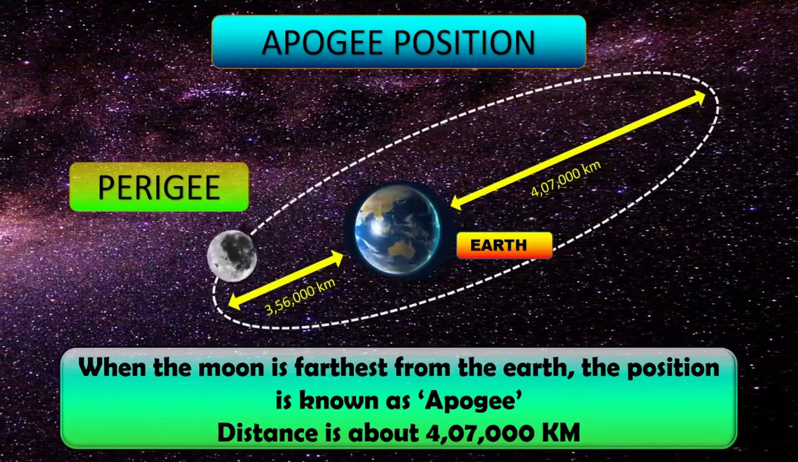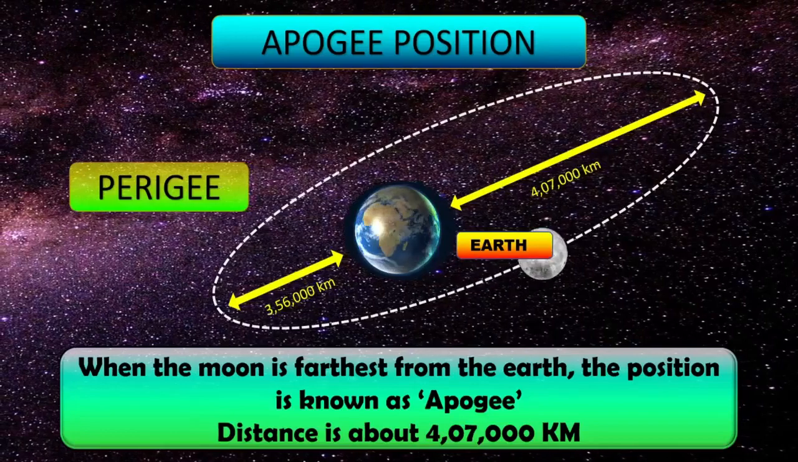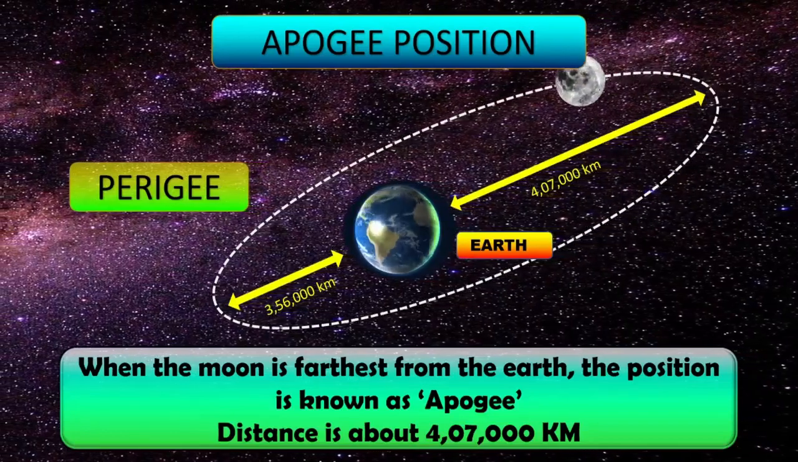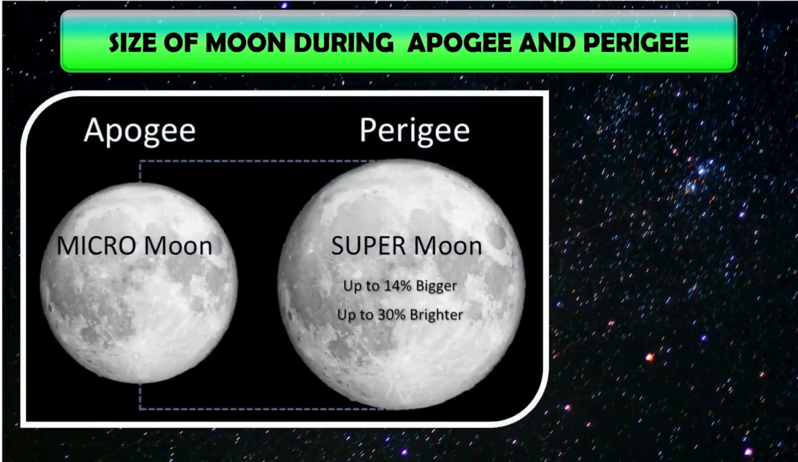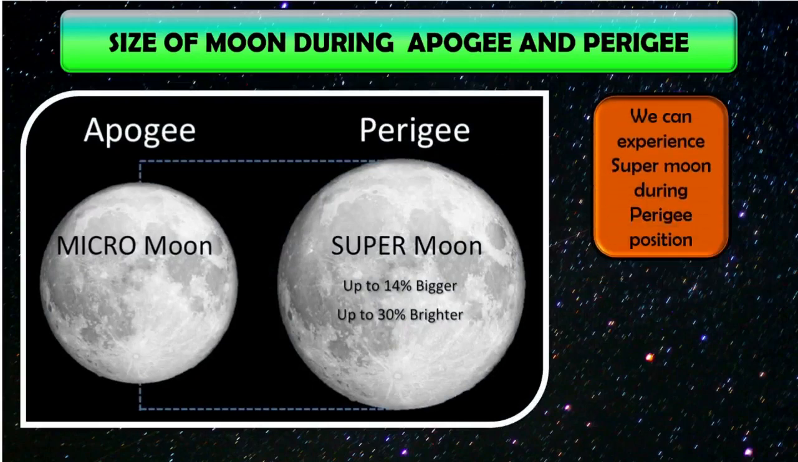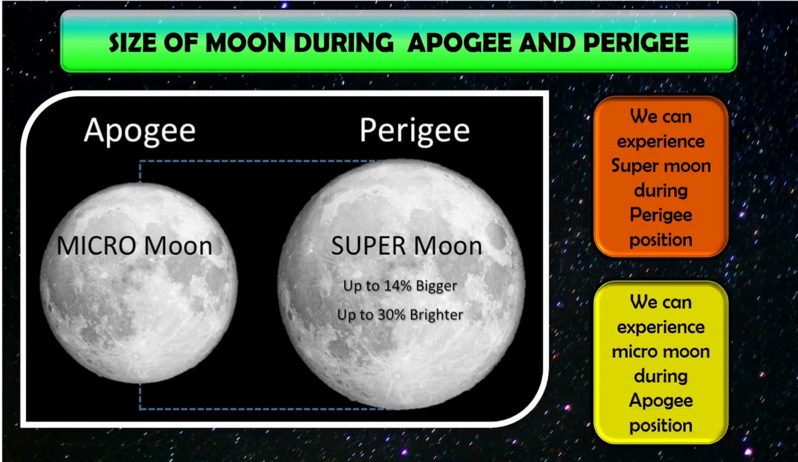Students, when the moon is in perigee position, it is closer to the earth, and thus at the time of full moon, it appears brighter and larger in size, which is also known as supermoon. Whereas, on the other hand, when the moon is in the apogee position, it is farthest from the earth and thus appears smaller in size, and we can experience a micromoon.